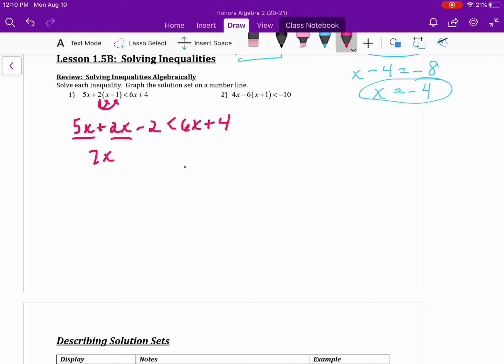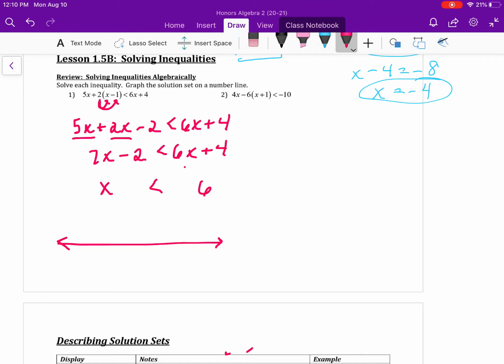I'm going to combine my like terms. 7x minus 2 is less than 6x plus 4. I'm going to subtract 6x, so I'm going to end up just with x, and I'm going to add 2 to both sides. And you end up with something like this. X is less than 6.